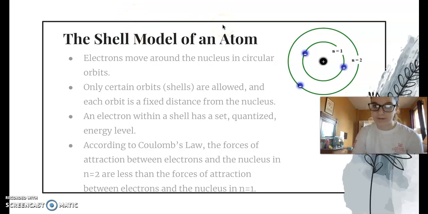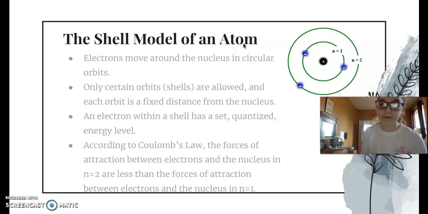The shell model of an atom states that electrons move around the nucleus in a circular orbit, and only certain orbits are allowed. So this means it's a quantized value, which means it can't be in between shells 1 and 2. It can only be in shell 1 or in shell 2. Bohr is the guy who came up with this model, and he labeled the orbits n equals 1, n equals 2, etc., and called the integers quantum numbers because each one is associated with a quantized energy level, which means, again, electrons can't be located between energy levels. They're either at one or another.